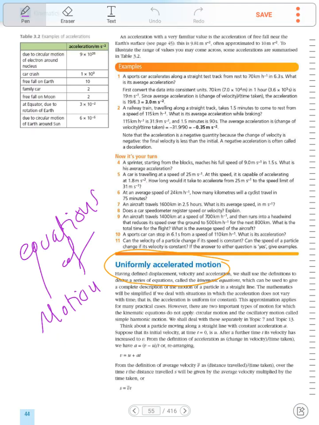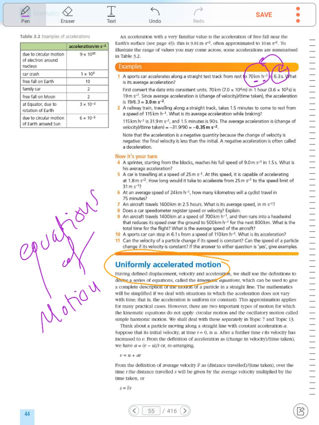Now, let's try to see an example like this. A sports car accelerates along a straight track from rest to 70 kilometers per hour in 6.3 seconds. You can see that the units are not the same, so you have to change kilometers to meters and hours to seconds. What is its average acceleration?